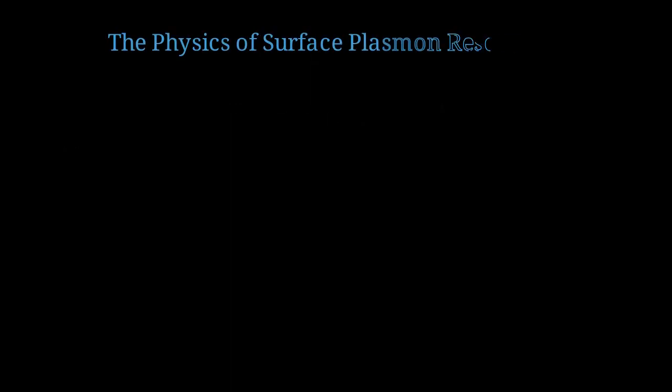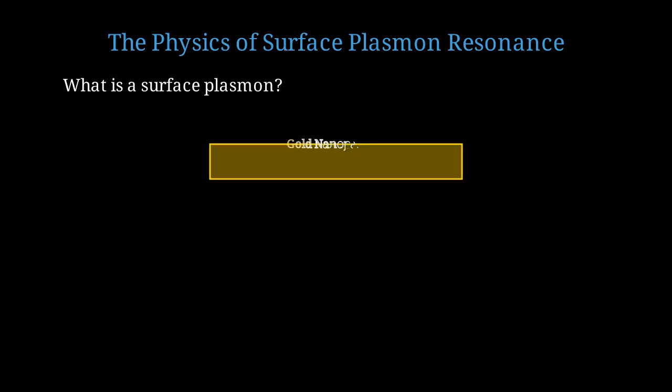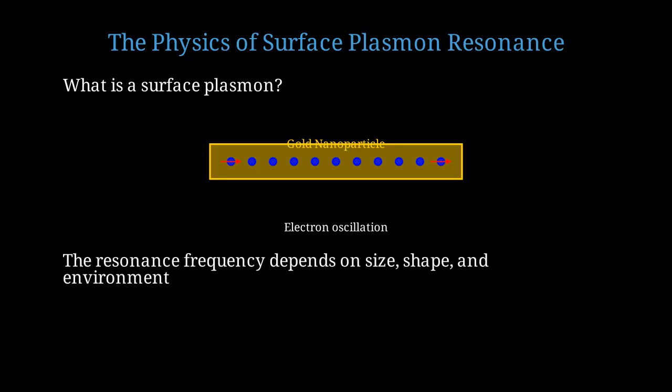Now let's dive into one of the most powerful phenomena in nanobiosensing, surface plasmon resonance, or SPR. First, what is a surface plasmon? It's a collective oscillation of electrons at a metal dielectric interface. Imagine a gold nanoparticle. When light hits it at the right frequency, the free electrons oscillate collectively back and forth. This creates an intense electromagnetic field at the surface. The resonance frequency depends on the size, shape, and local dielectric environment of the nanoparticle. This is the key to biosensing.